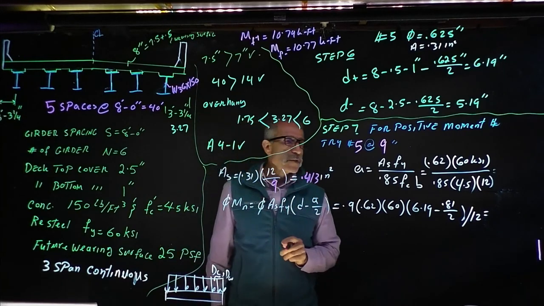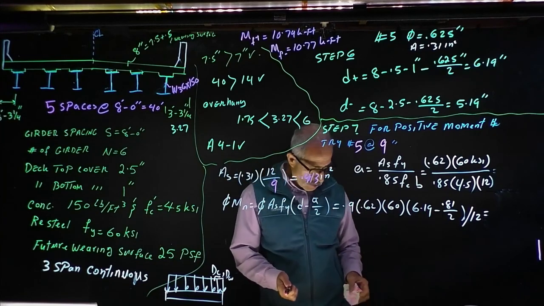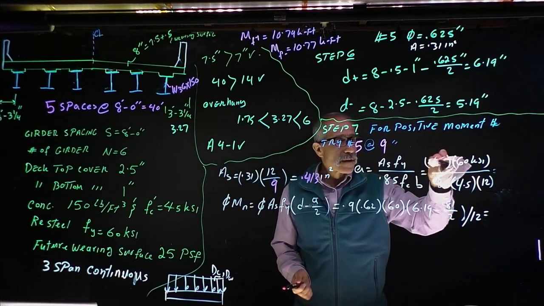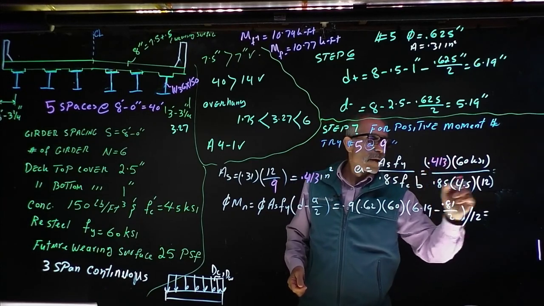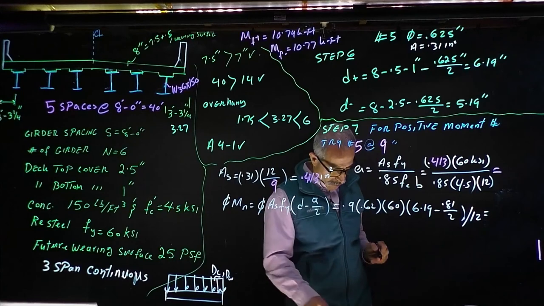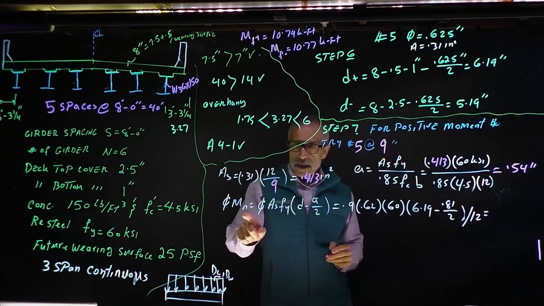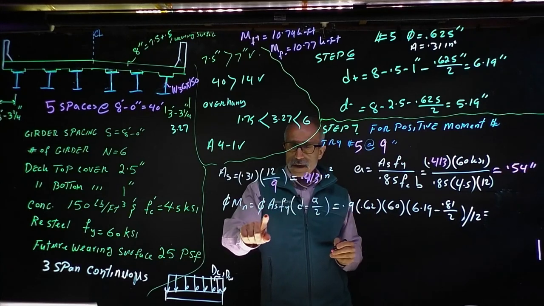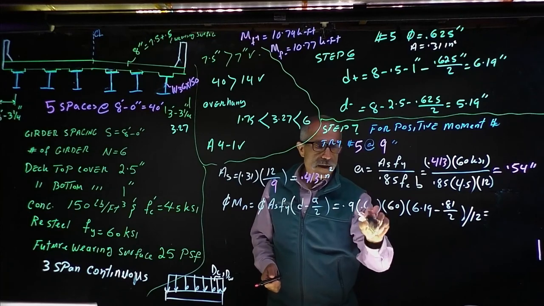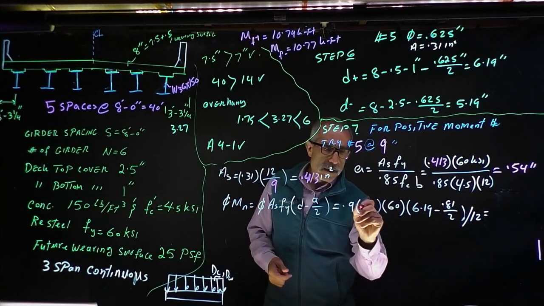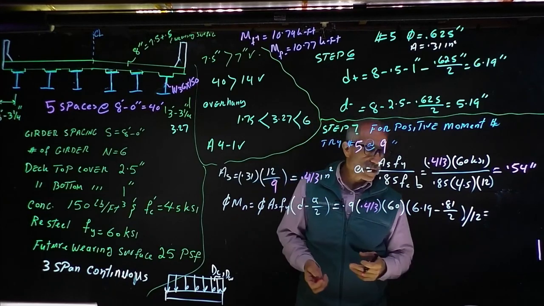0.413 inches. So now I'm going to come in here, and instead of 0.62, it's going to be 0.413. And my answer in here is going to come out to 0.54 inches. And same thing, everything here, AS is going to become 0.413 right here. That's why it's good to put these in Excel. You know, just change number as you like.